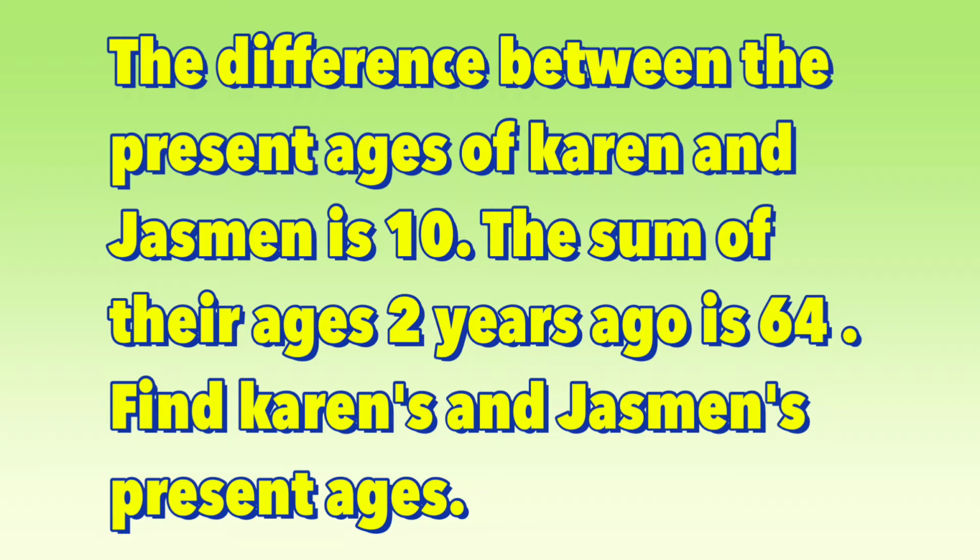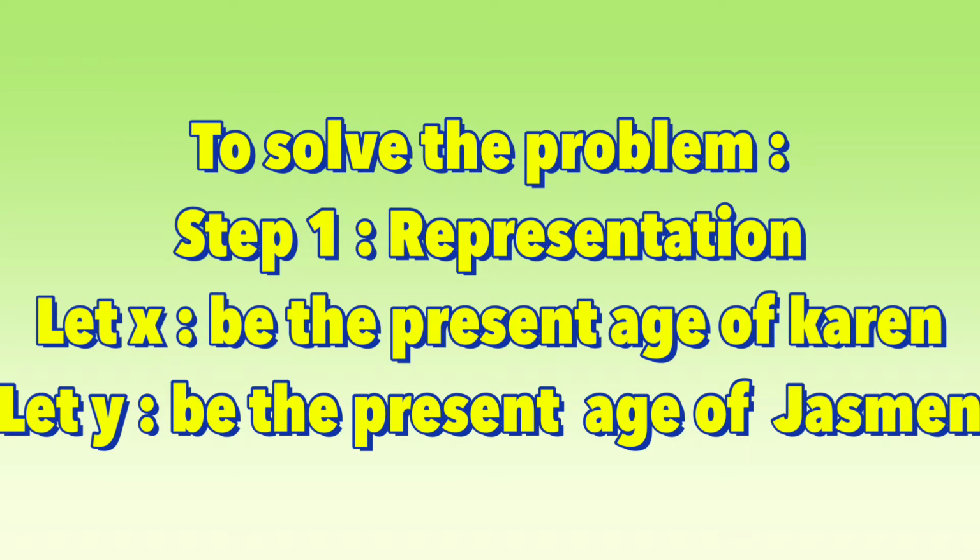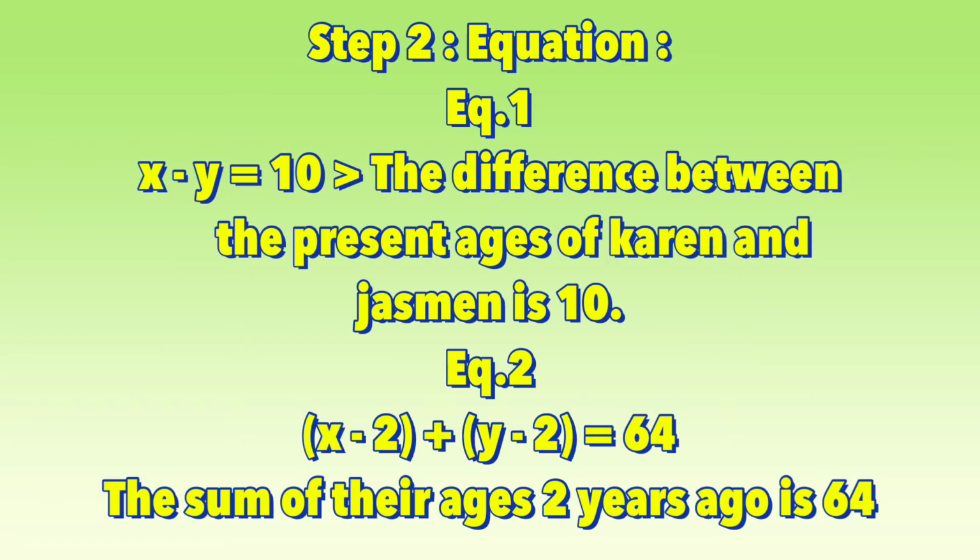Our step 2 is to make the equation. In making the equation, we have to go back again to the problem and read the statement again. The difference between the present ages of Karen and Hasmin is 10. In this statement, we're going to translate. Difference means minus, between the present ages of Karen and Hasmin. In our representation, Karen is x and Hasmin is y. So our first equation is x minus y equals 10.